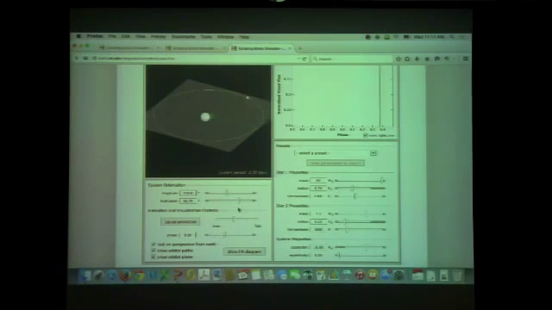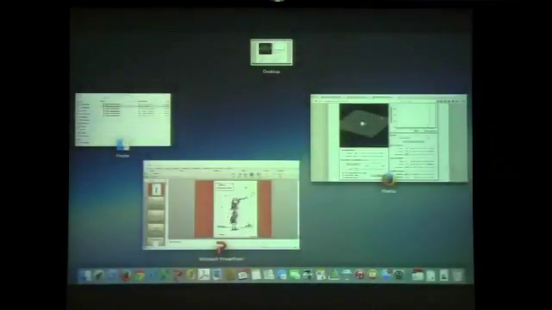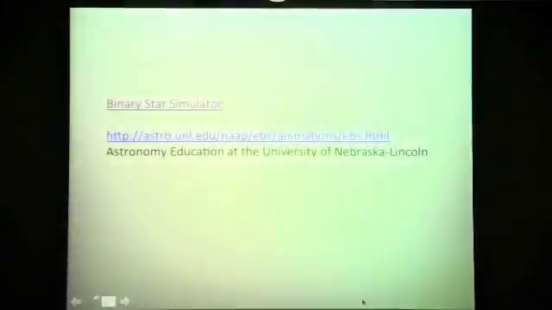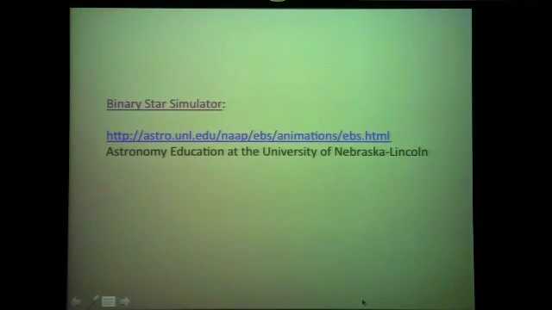Could you give us a URL of this, an address, so we can enjoy this in the privacy of our own homes? Yes. It's right there. Or you can just Google astronomy education at the University of Nebraska-Lincoln, and you'll find that address. I'll leave that up for a moment. And I could have that emailed out to you if you want. All right?